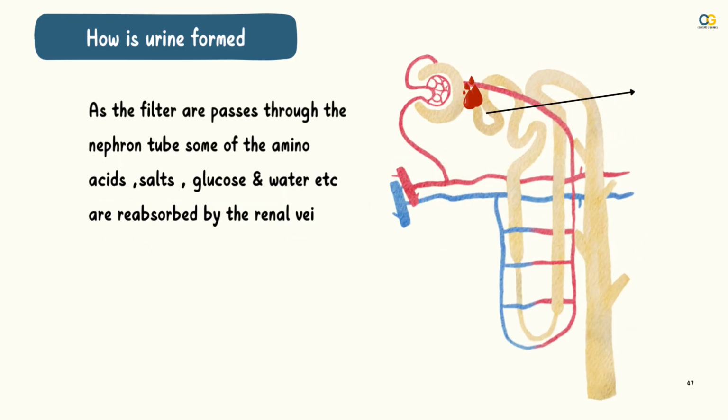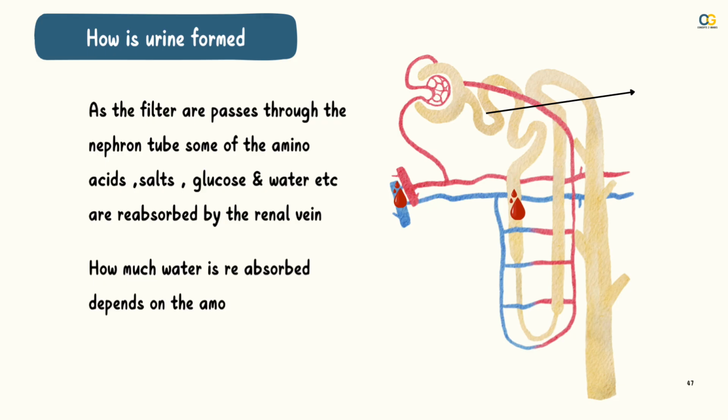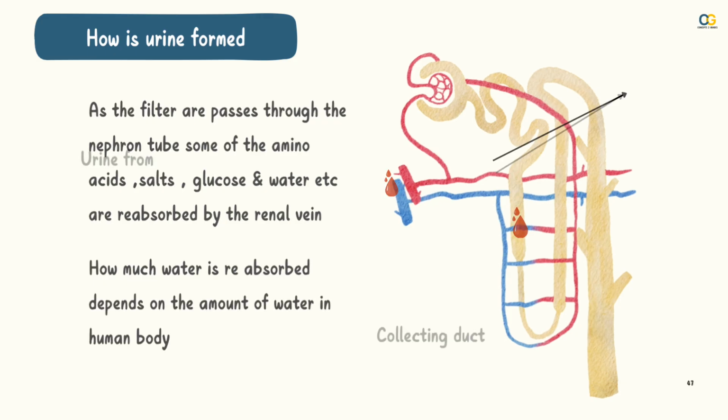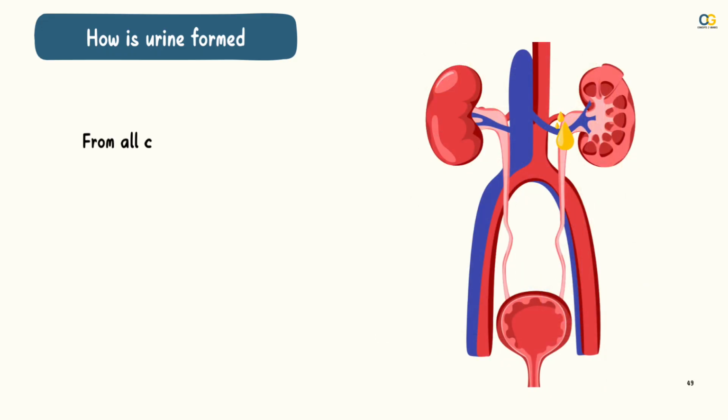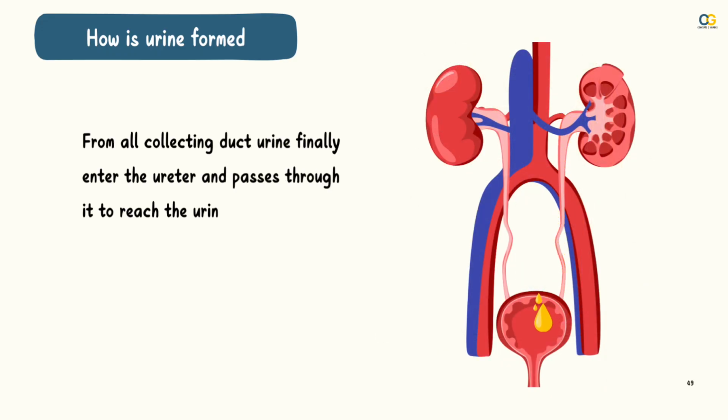As the filtrate passes through the nephron tube, some amino acids, salts, glucose, water, etc. are reabsorbed by the renal vein. How much water is reabsorbed depends on the amount of water in the human body. The urine formed in each nephron then moves into a collecting duct. From all the collecting ducts of different nephrons, the urine finally reaches the ureter and passes through it, reaching the urinary bladder where it is stored.